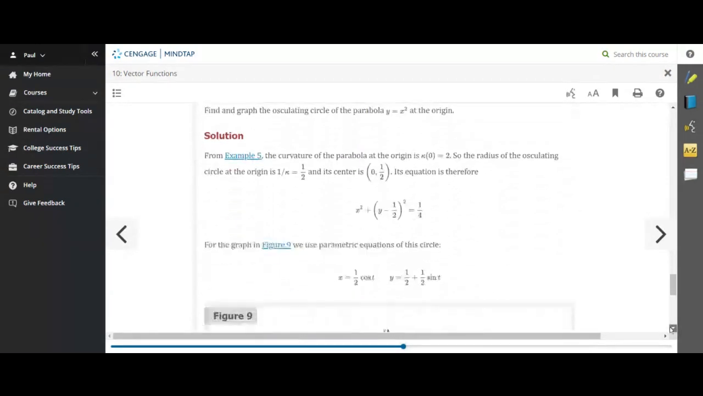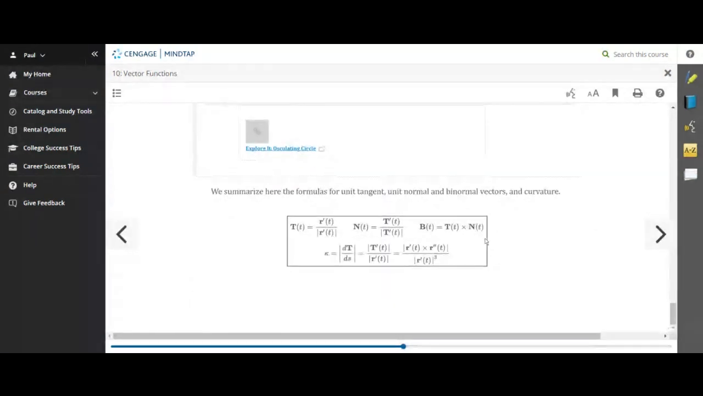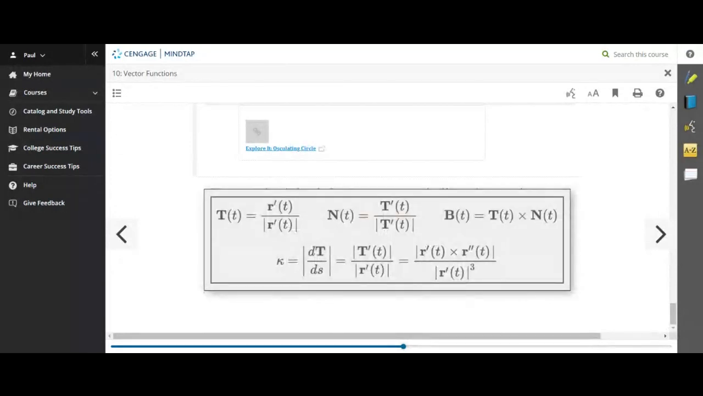So pretty cool stuff. And we're at the end of the book here, the end of the section. There are some of the formulas. Are there any questions before I stop the recording? Any questions? All right, I'll stop the recording.